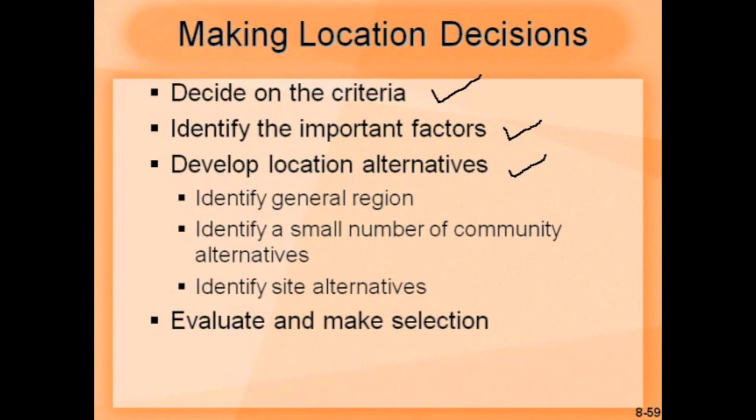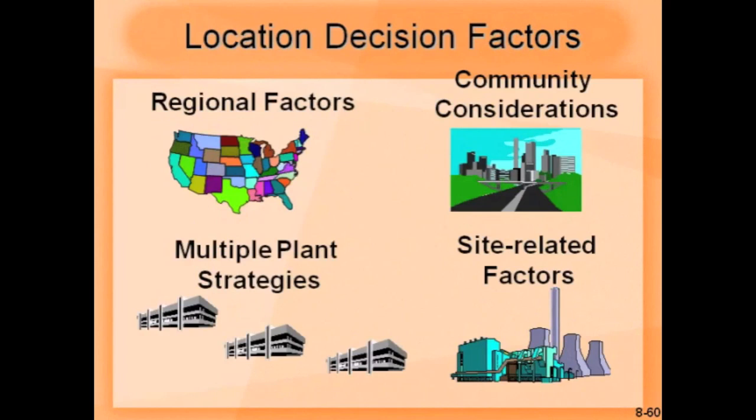So it could be identifying general regions. For example, if somebody wants to locate somewhere within Massachusetts because of different reasons, could be low tax or government support, things like that. Identify a small number of community alternatives, and then identify site alternatives, and then evaluate and make selection. So these are broad steps during that process.